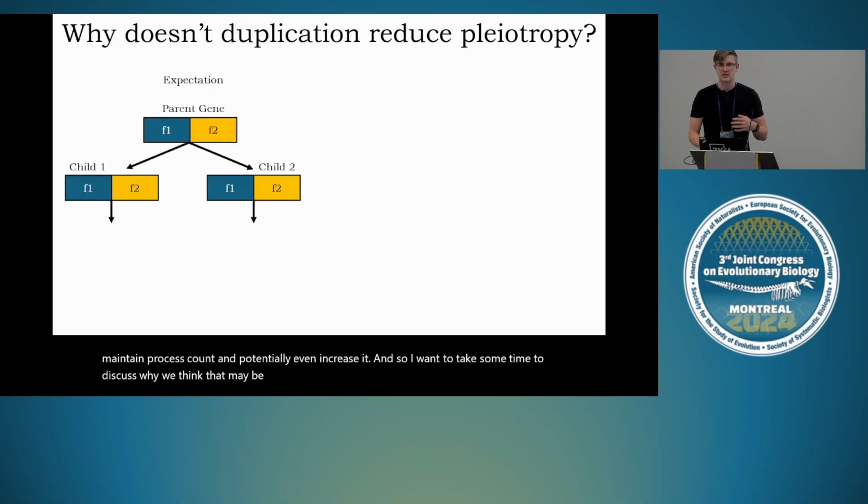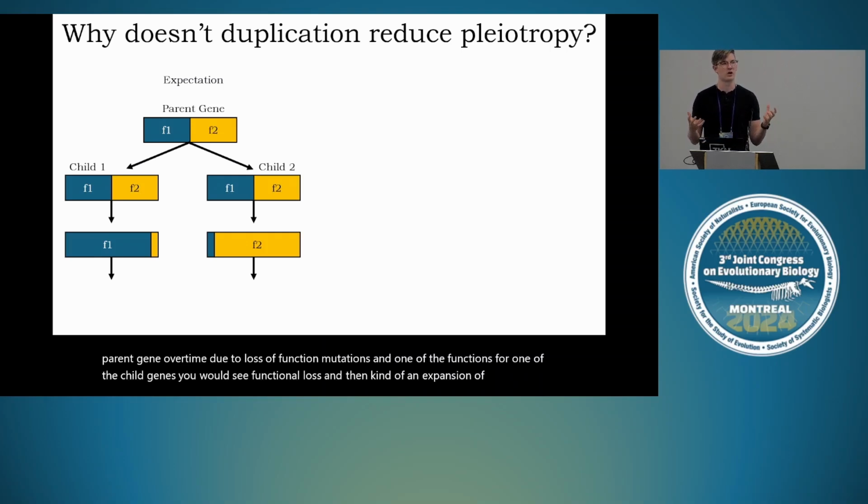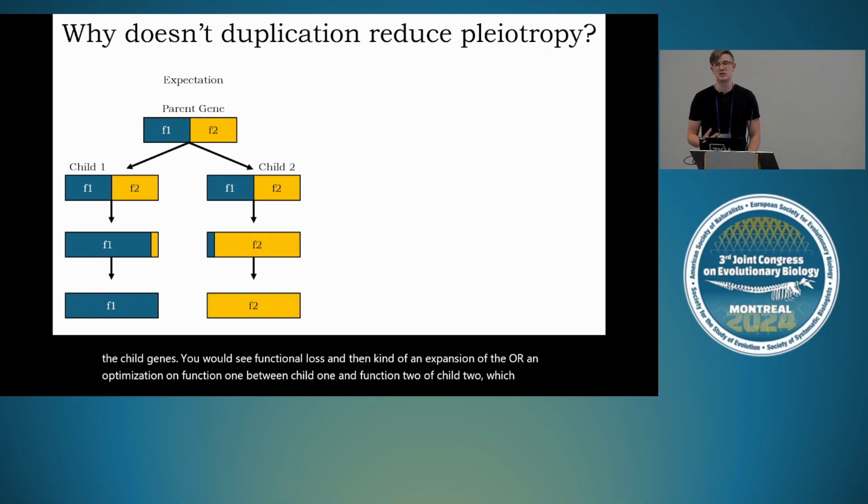So the standard expectation going into this project was that a parent gene following a duplication event, and then assuming that the child genes were both maintained in the genome, would very quickly after that duplication both have both functions of the parent gene. Over time, due to loss of function mutations in one of the functions for one of the child genes, you would see functional loss and then kind of an expansion of, or an optimization on, function 1 in child 1 and function 2 in child 2, which would then proceed to total loss of function in both child genes for the alternate function that they were doing.